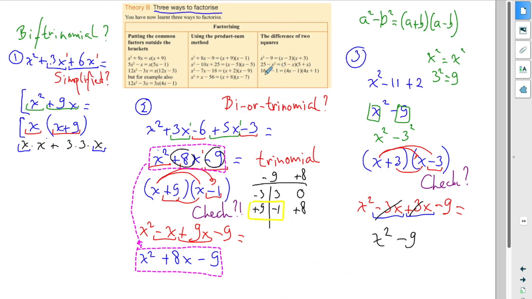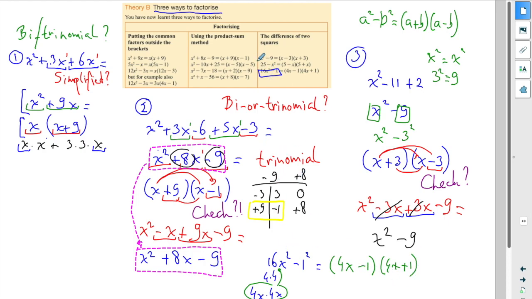A little extra. This one: 16x squared minus 1. This is a remarkable product because I could write down over here 1 squared. And my 16 is like 4 times 4. So I can say 4x times 4x is equal to 16x squared. My factors: 4x minus 1, 4x plus 1.